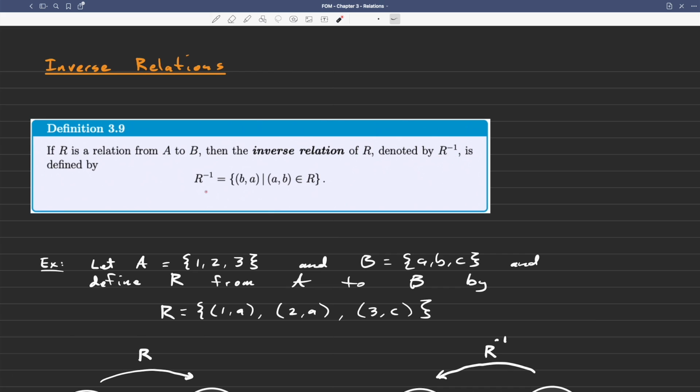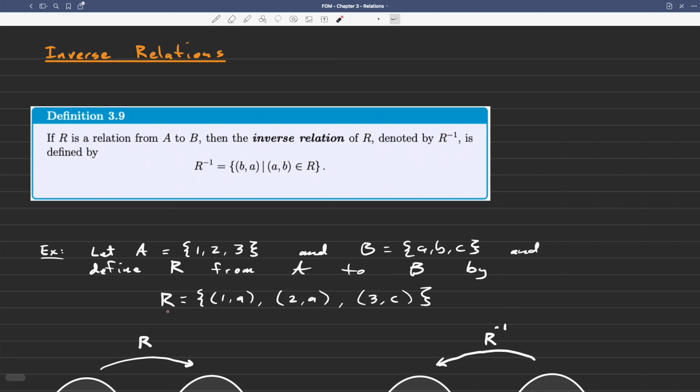It's all it is: you take all the ordered pairs that were in R and reverse the components. So R inverse is the set of all B comma A's, where A comma B is in R. So if you take every A comma B that's in R and just reverse the ordered pairs, that's how you form the inverse relation.